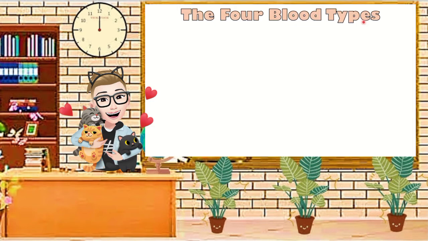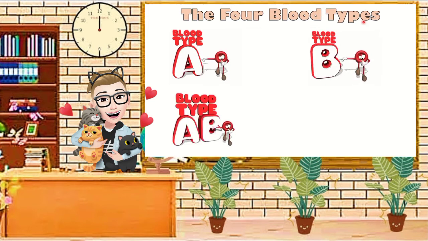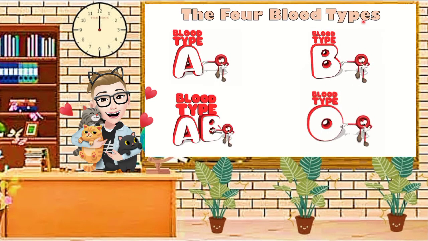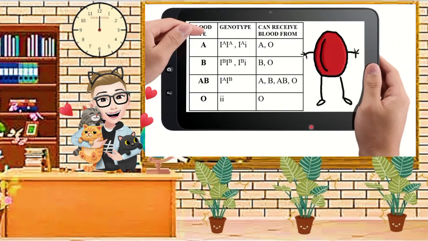There are 4 types of blood: type A, type B, type AB, and type O. Do you know your blood type? For these 4 blood types, blood type A has antigen A, while blood type B has antigen B, and blood type AB has both antigen A and antigen B, and blood type O has no antigen, neither antigen A nor antigen B is present.